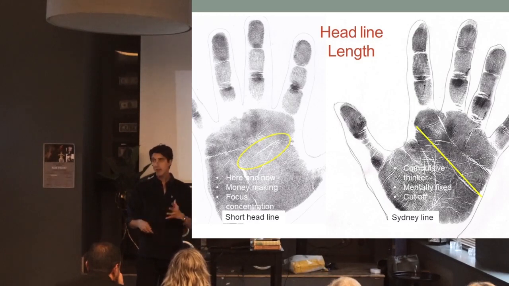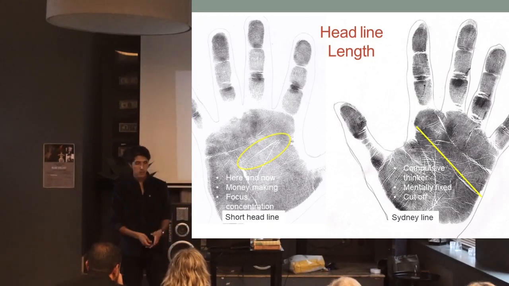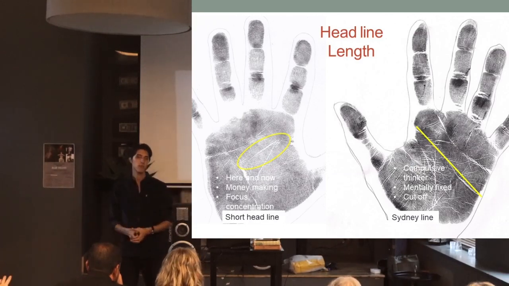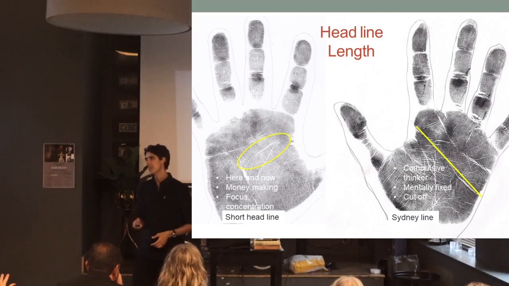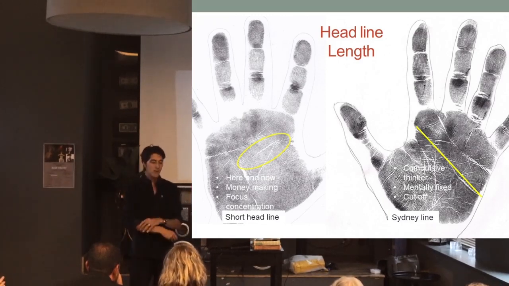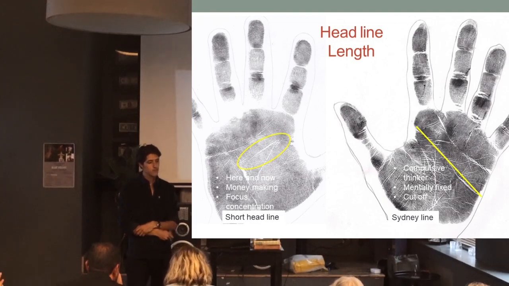Headline length. Now this is really important, of course, headline. So the longer the headline, the deeper somebody's thought process, the longer their mental processing is going to be. People with really, really long headlines, they need complex subjects to really get into. They're forever thinking, and it's very compulsive.